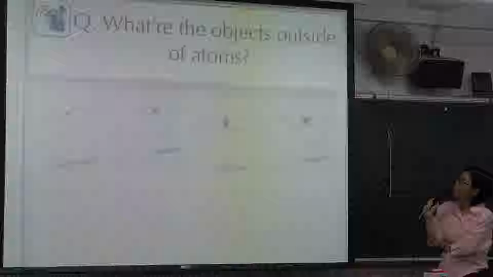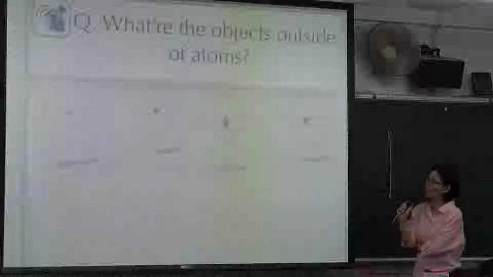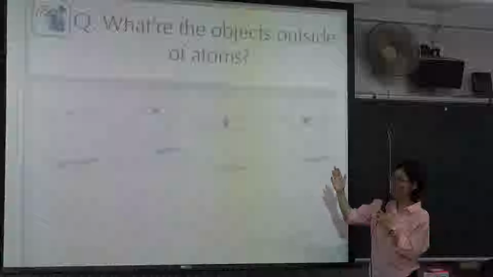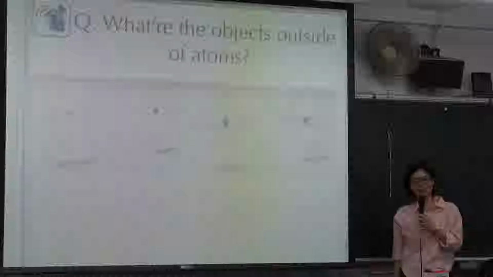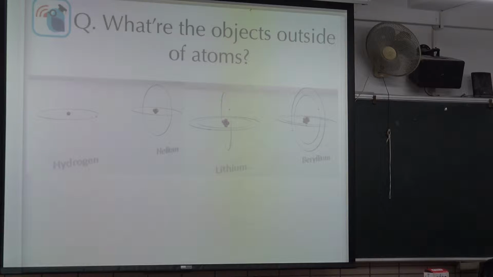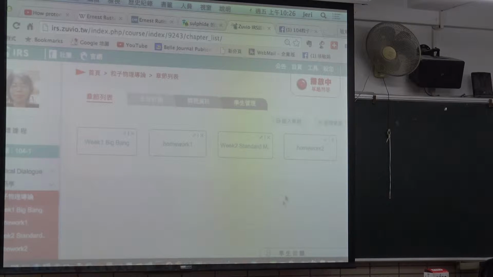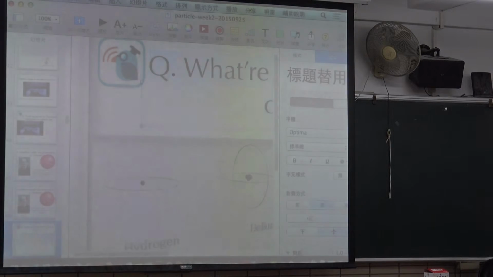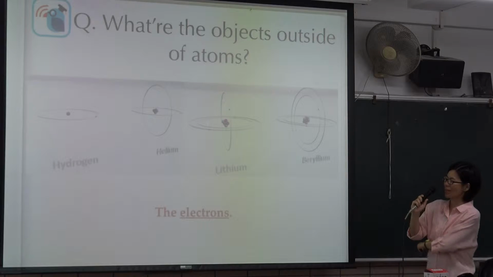Then, well, I asked you a question. What are the objects outside of atoms? Here shows the hydrogen, helium, lithium, and beryllium. What are those objects outside of the atoms? 这题比较简单吧，这应该肯定有回答。I have network problem, so I will do this later on. Sorry. Well, the answer is no.